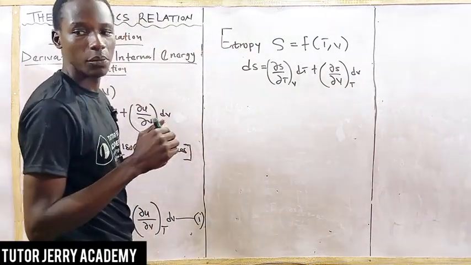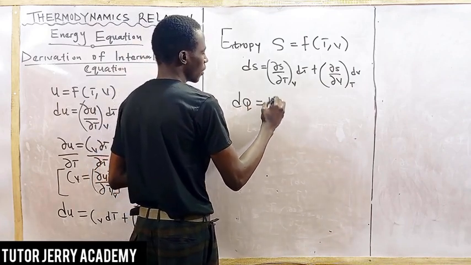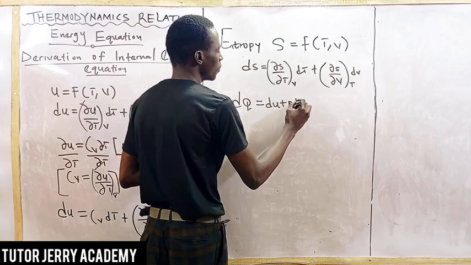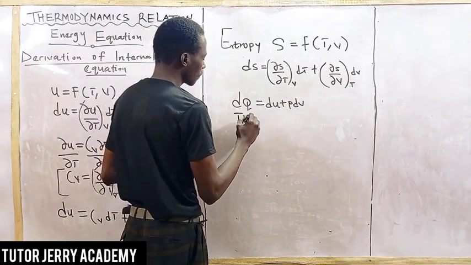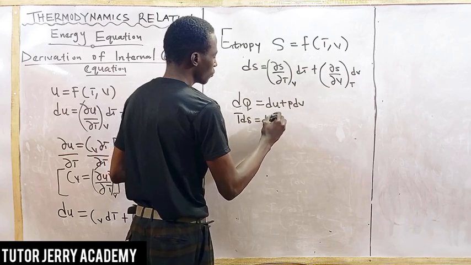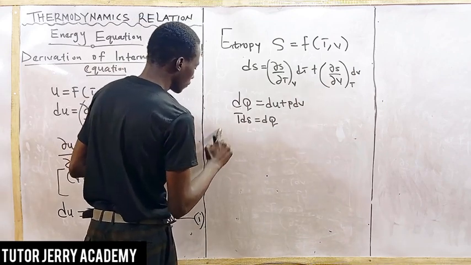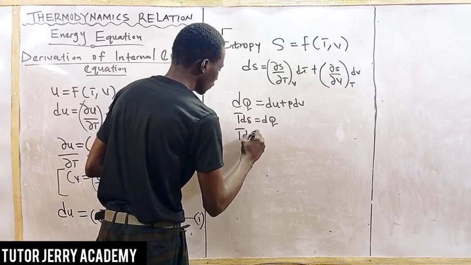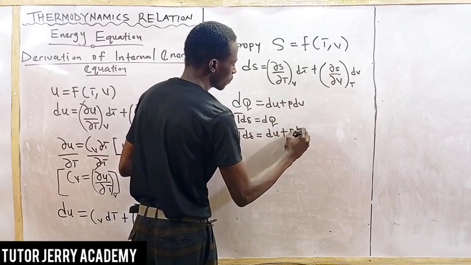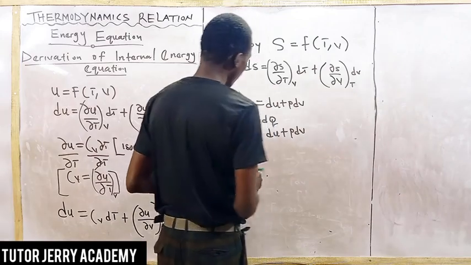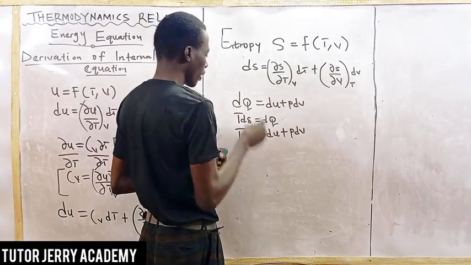Now from our first law of thermodynamics, we know that dQ is equal to dU plus P dV. And from our second law of thermodynamics, we know that T dS is equal to dQ. So if we equate both equations, we are going to have T dS equal to dU plus P dV. This is what we have after equating both equations.